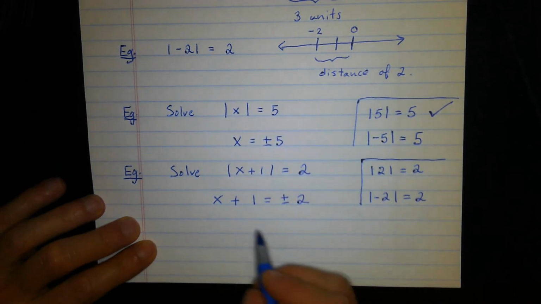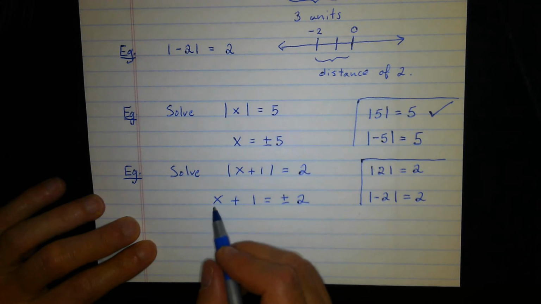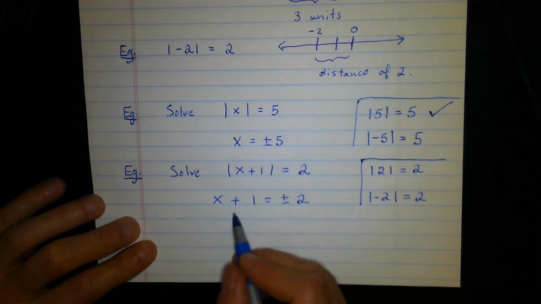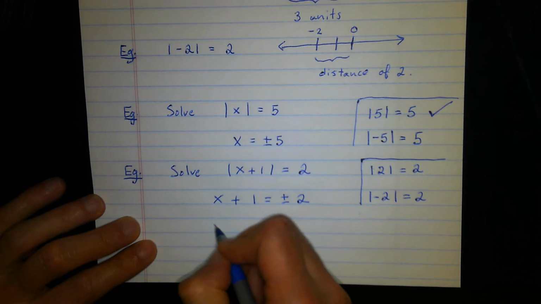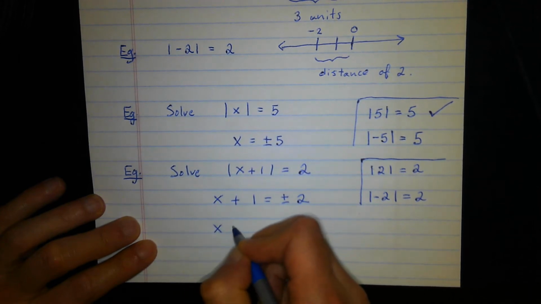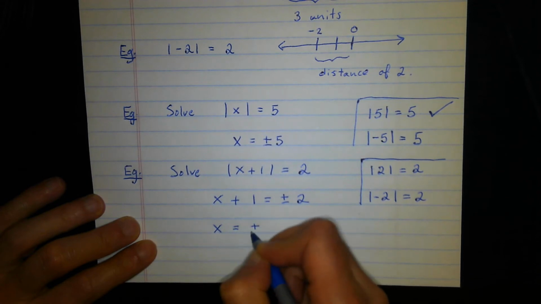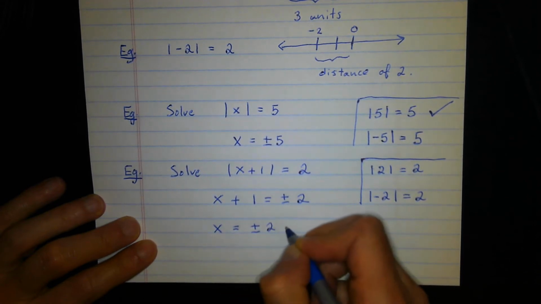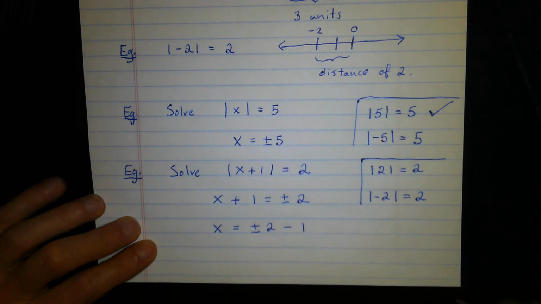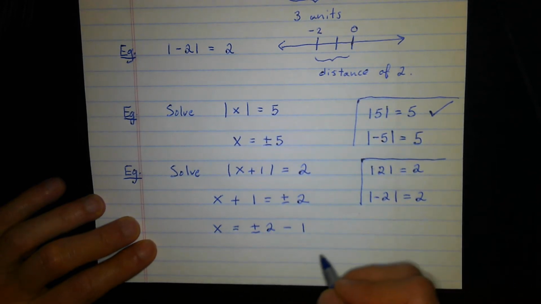Okay, now at this point, I'm just going to solve for x, just like I would with a normal linear equation. I'm just going to subtract 1 from both sides. And it might look a little bit weird, but I could say x equals plus or minus 2 minus 1 like that. And now we've got two cases, okay?